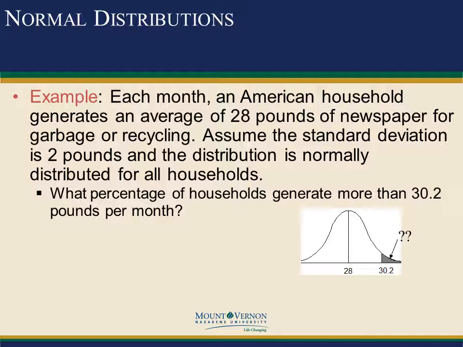Once again, since there is no right endpoint on this interval, I'll just use the largest possible number that our calculator can represent. In that case, it is 1E99. That is the scientific notation representation for a 1 followed by 99 zeros. So the command that I'll use with our calculator is normal CDF, open parentheses, 30.2, 1E99, 28, 2, close parentheses.